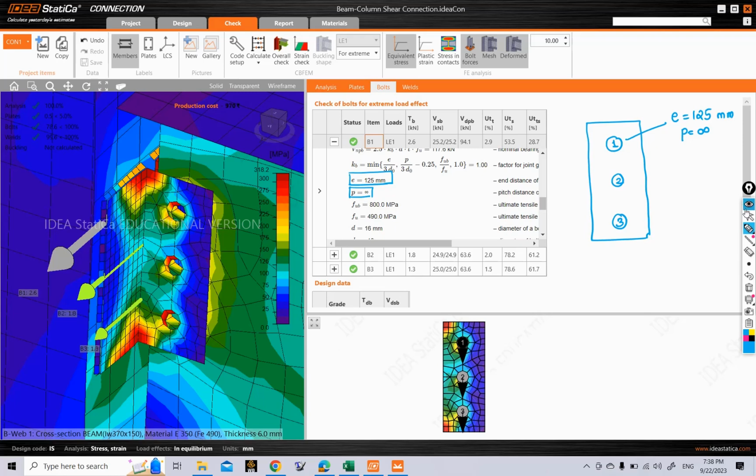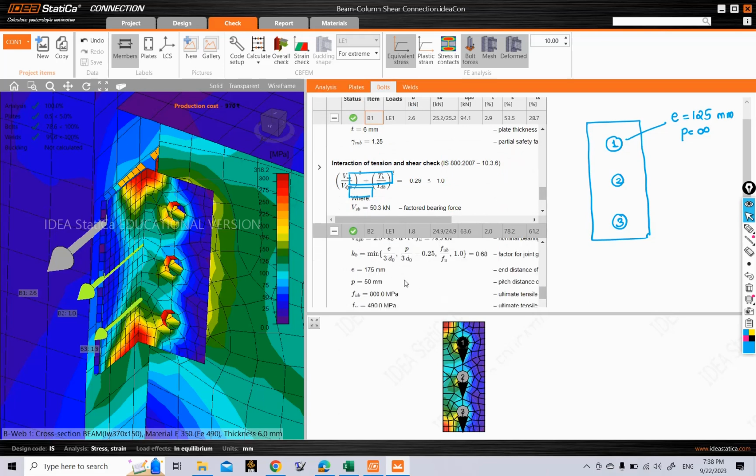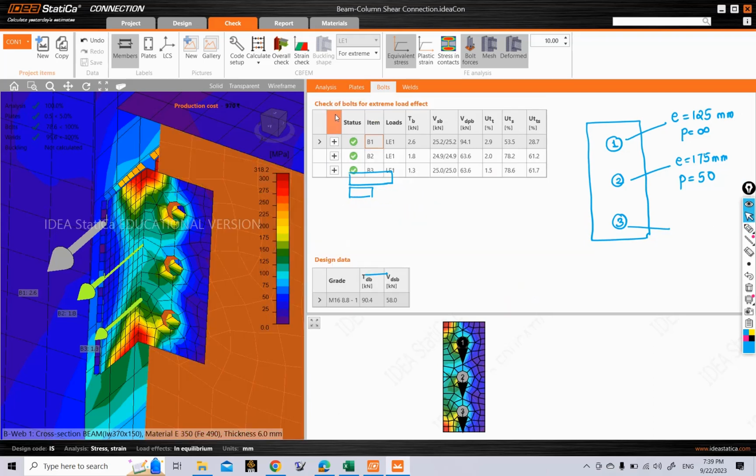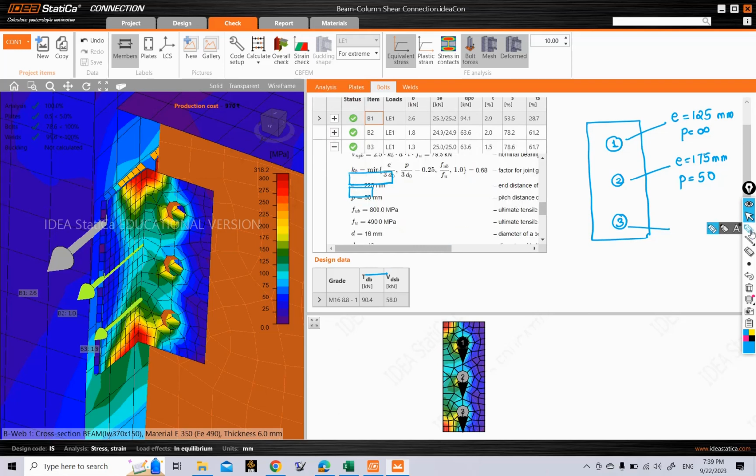So what is happening for bolt number 2? Let us see. If you see here, now the end distance is taken as 175 mm and the pitch is taken as 50 mm. And finally for the third bolt, let us see the design results for the third bolt. Okay, these are the values. The e is taken as 225 mm and pitch is taken as 50 mm.